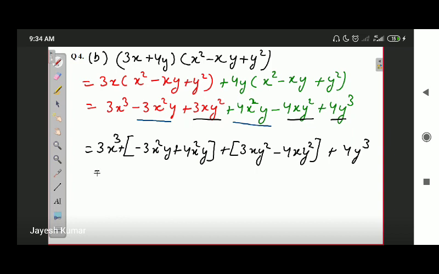We will simplify the like terms. This is minus 3x square y plus 4x square y, that will be plus x square y. 3xy square minus 4xy square, this will be minus xy square, plus 4y cube. Okay, so this is your final answer.